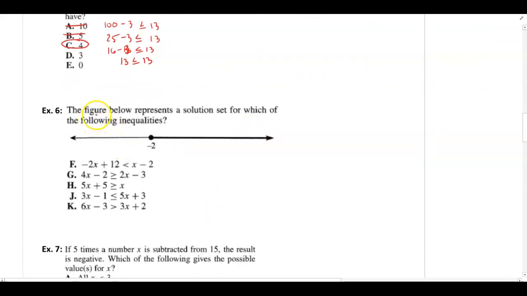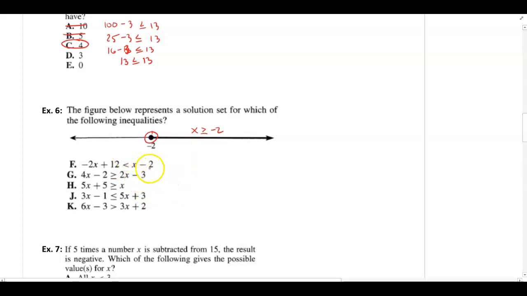The next one: the following figure below represents a solution set for which of the following inequalities? So when I read this, it's saying all my x values are to the right of negative 2, therefore they're greater than or equal to negative 2. Since that's a solid dot, it's also equal to, right? Now, probably the easiest way to approach this is to actually just go and solve each one.